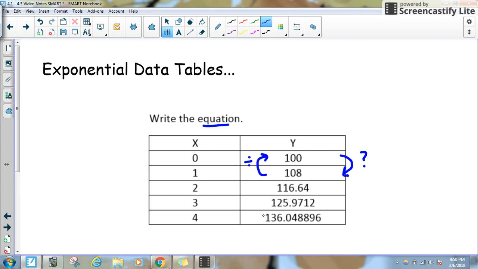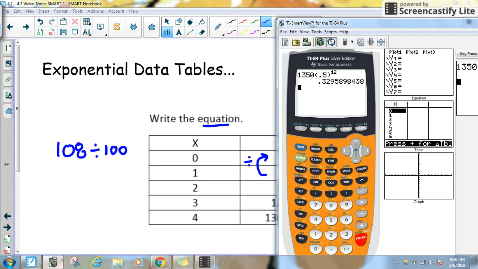Now this could work for any entry. I could take this entry divided by this entry divided by this entry. But the moral of the story is you need to basically take one of the entries and divide it by the number on top of it. So what I'm going to do is I'm going to do 108 divided by 100.